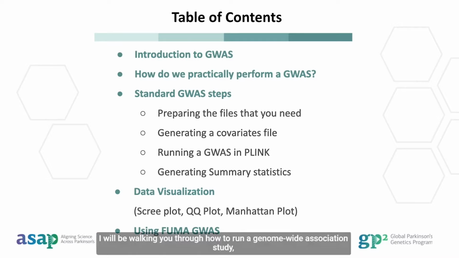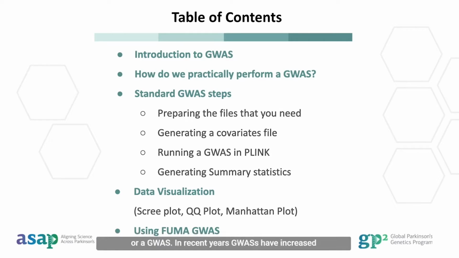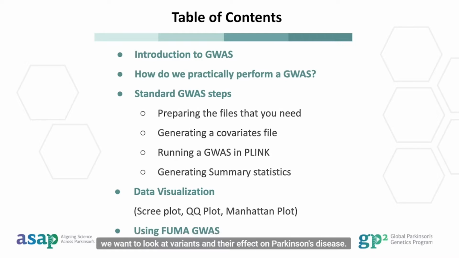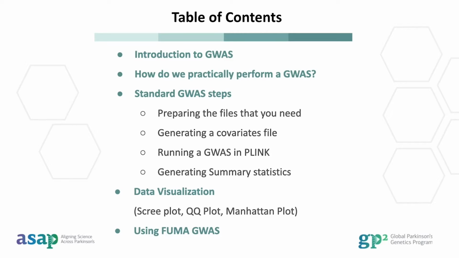I will be walking you through how to run a genome-wide association study, or a GWAS. In recent years, GWASs have increased our understanding of relationships between genotypes and phenotypes. For our purposes, we want to look at variants and their effect on Parkinson's disease. After following modules 1 and 2 on quality control and imputation, we want to show you how easy it is to run your own GWAS.